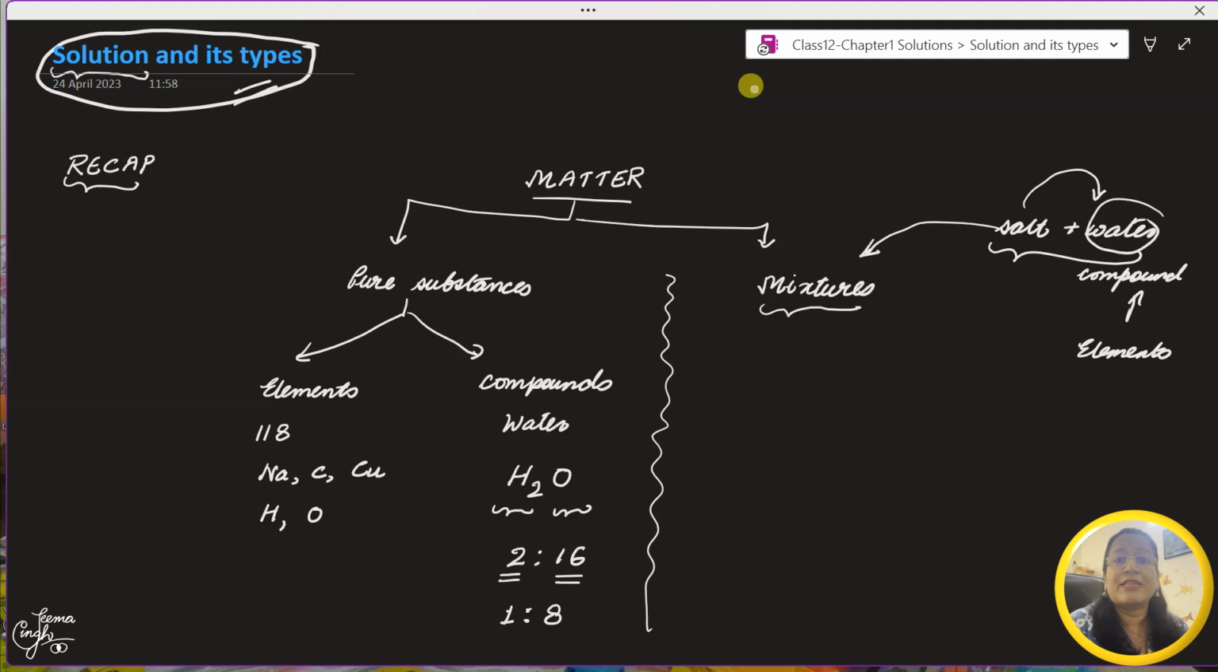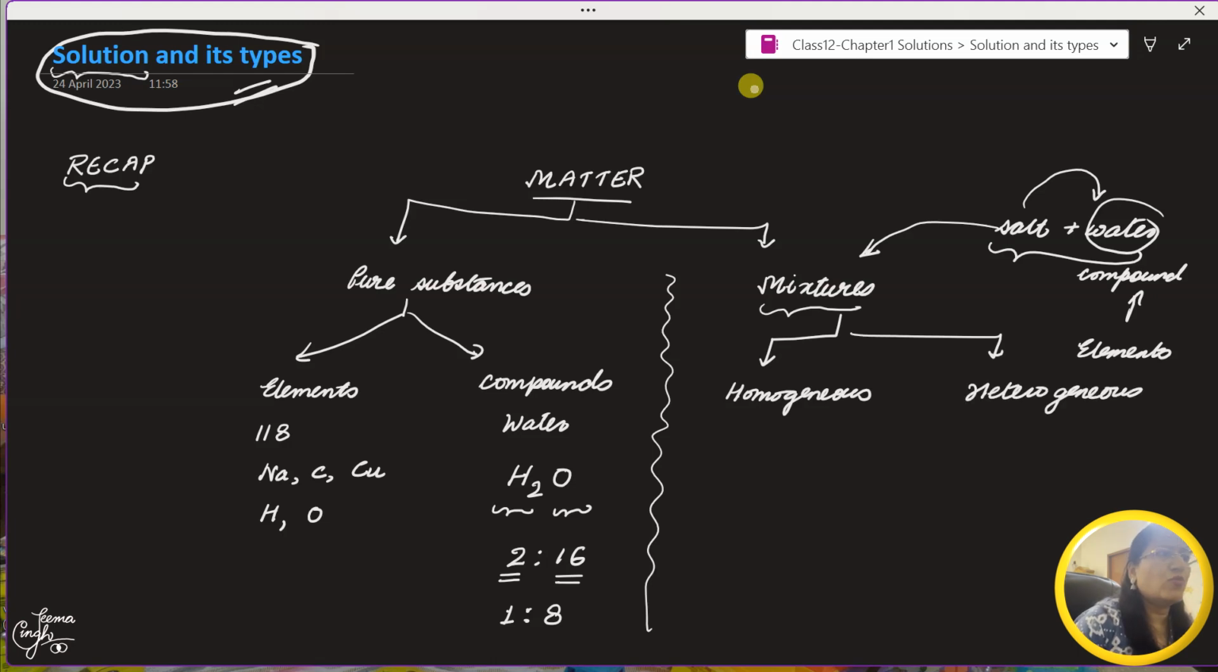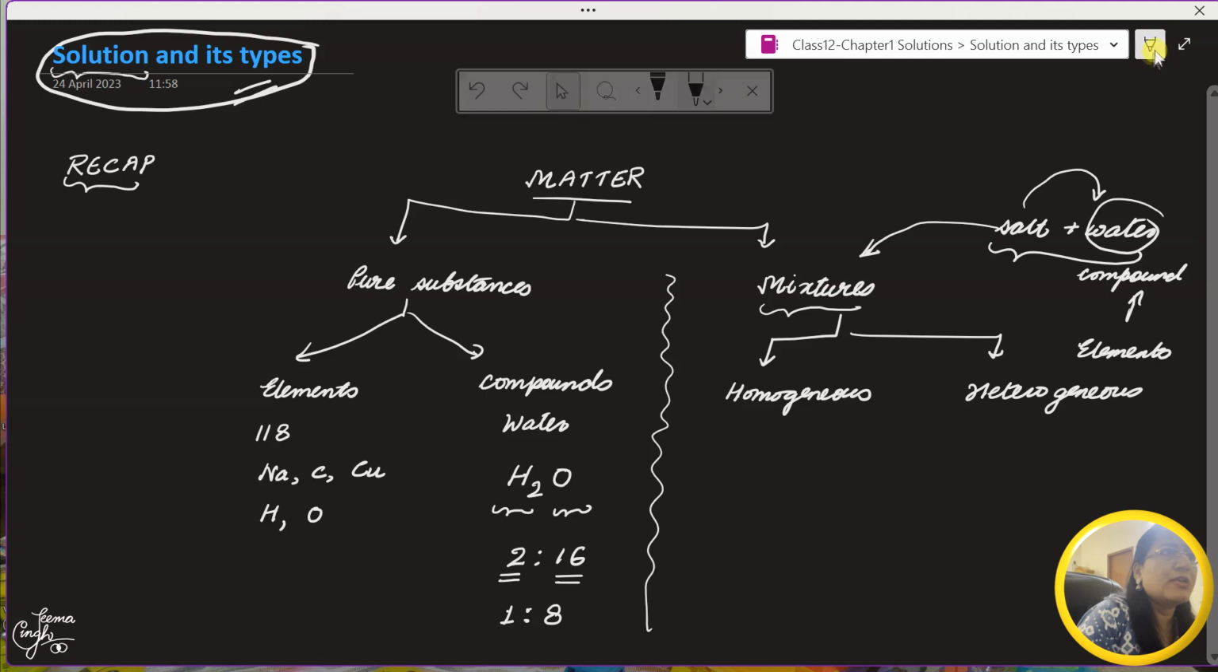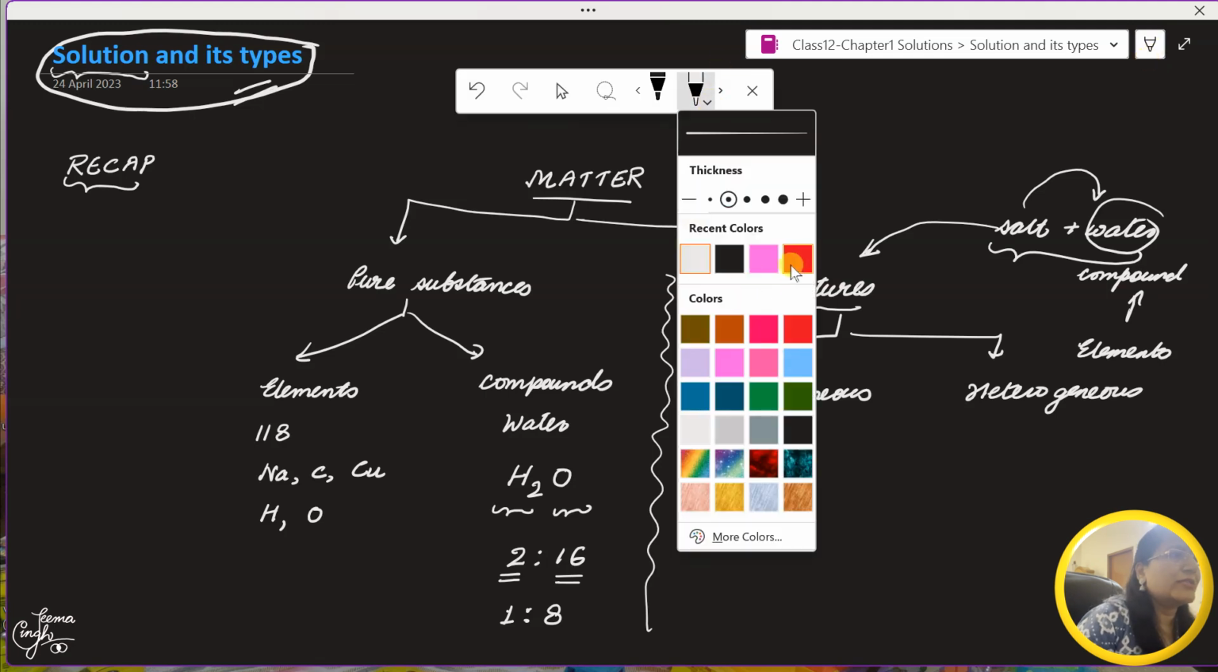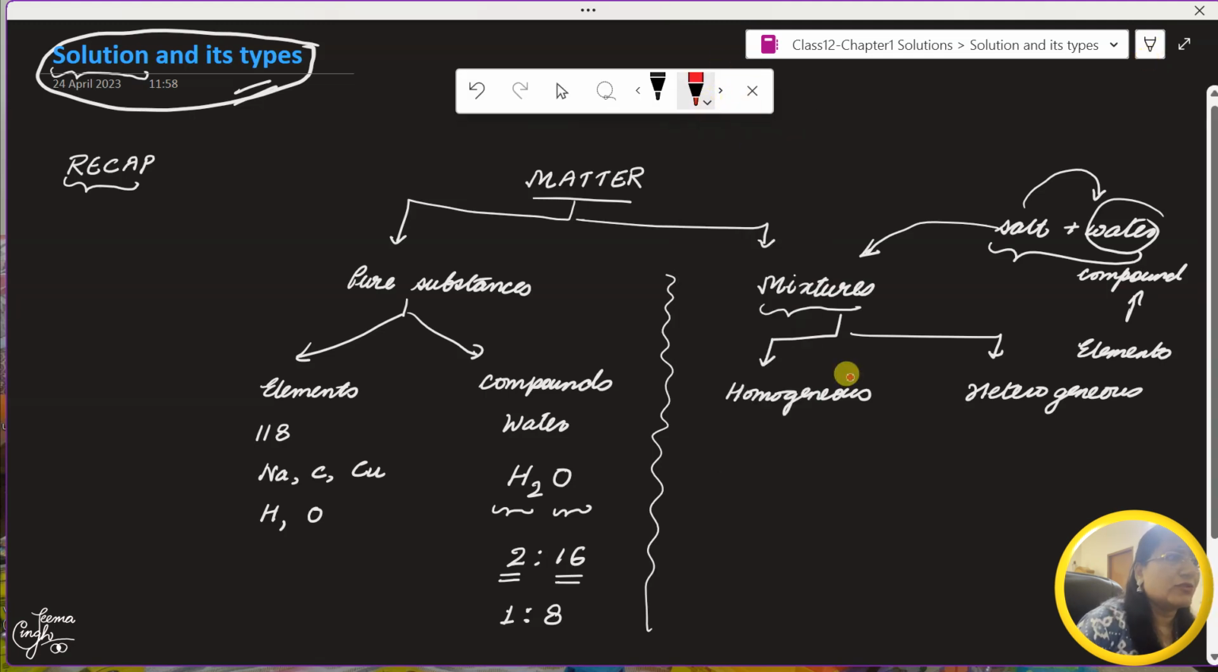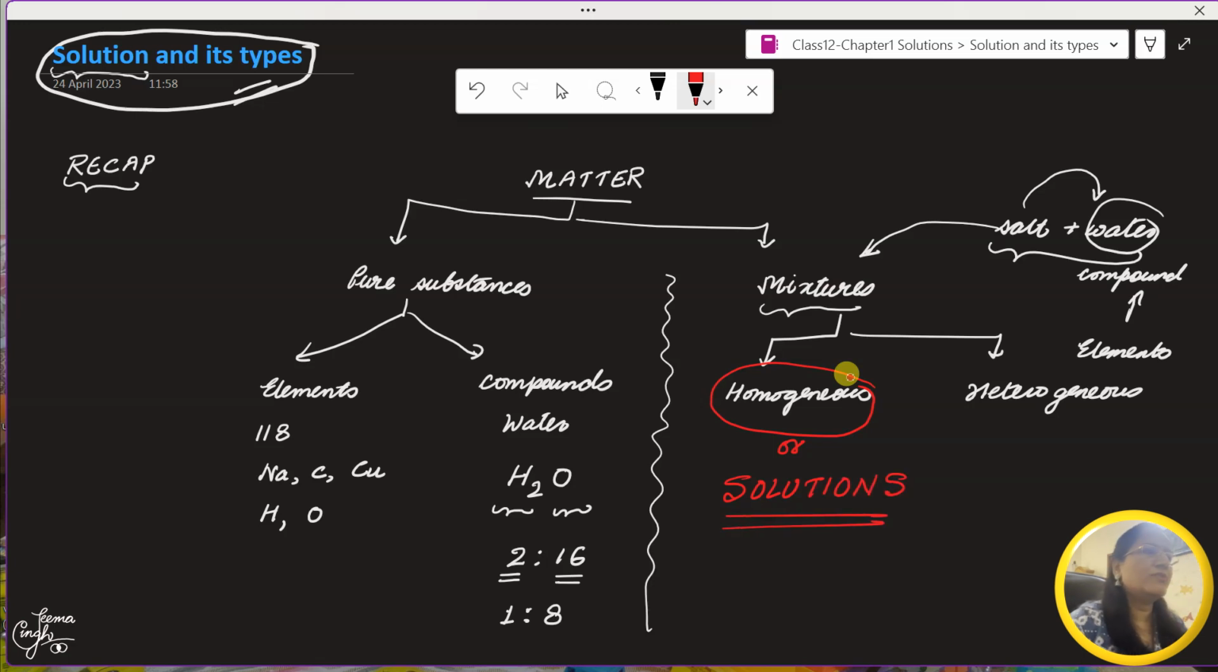But then there are different types of mixtures. We have homogeneous mixture and heterogeneous mixture. So mixtures can be further divided into homogeneous mixture and heterogeneous mixture. And we are interested in homogeneous mixtures, which are also known as solutions. We'll talk about what homogeneous means in a bit. So homogeneous mixtures have another name, known as solutions.